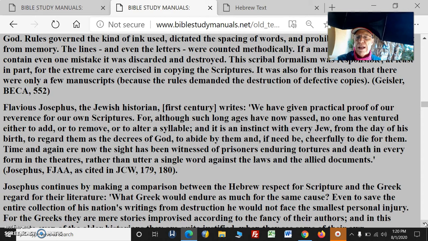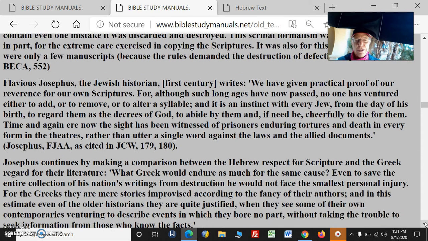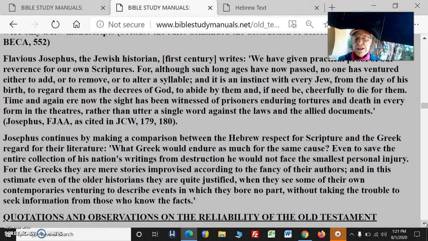Time and again, ere now, the sight has been witnessed of prisoners enduring tortures and death in every form in the theaters, rather than utter a single word against the laws and the allied documents." So Josephus continues by making a comparison between the Hebrew respect for Scripture and the Greek regard for their literature. What Greek would endure as much for the same cause? Even to save the entire collection of his nation's writings from destruction, he would not face the smallest personal injury.